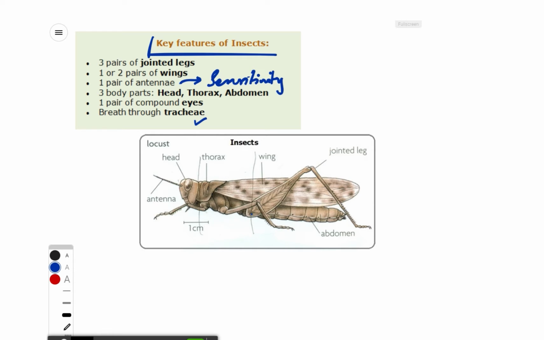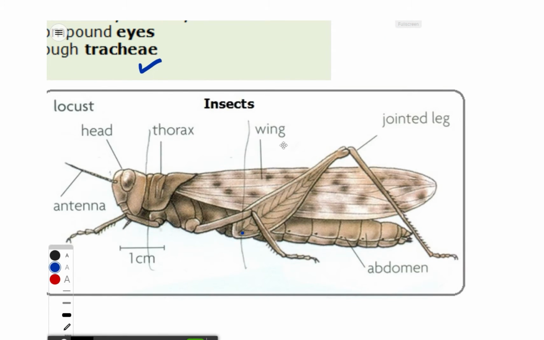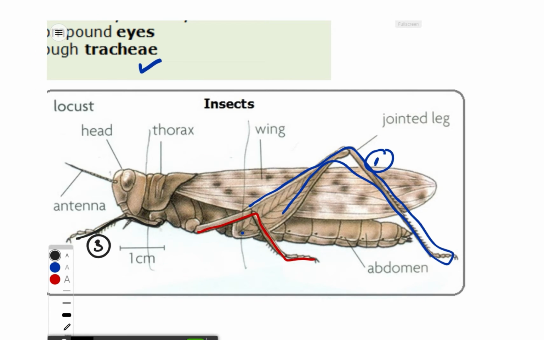Now then there are three pairs of jointed legs. What does that mean? And what are the pairs? If you see the insect here, where are the pairs? The first pair of legs is here. This is one leg, and its pair will be on the other side. Then we have a second one here, and its pair will be on the other side. And then we have a third one here, and its pair will be on the other side. So they have three pairs of legs.